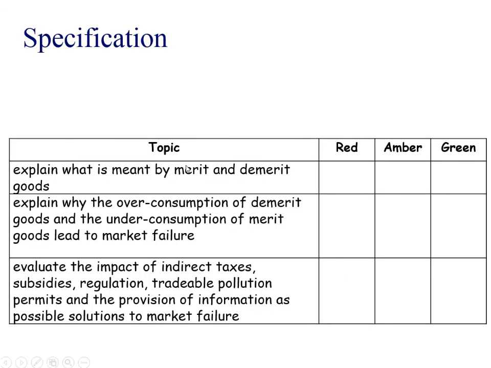Okay, so what is meant by merit goods? It's where the consumer is not aware of the private benefits, and that leads to underconsumption, which leads to market failure because it's allocatively inefficient because too few scarce resources are allocated. And we can use subsidies and regulation and maybe information to solve this problem.